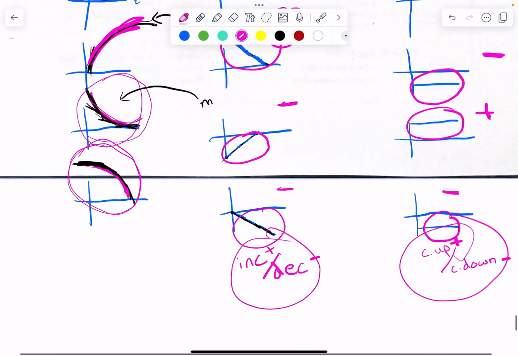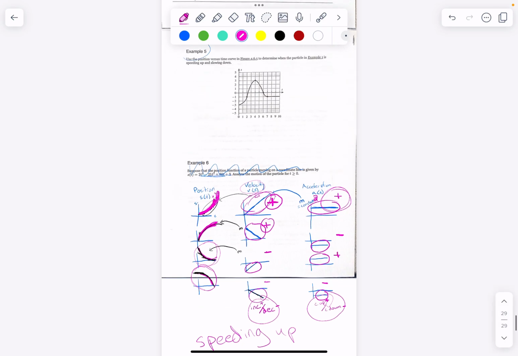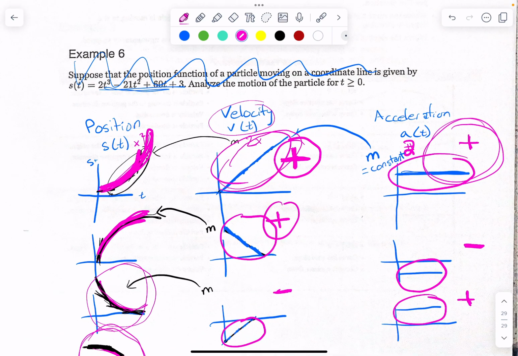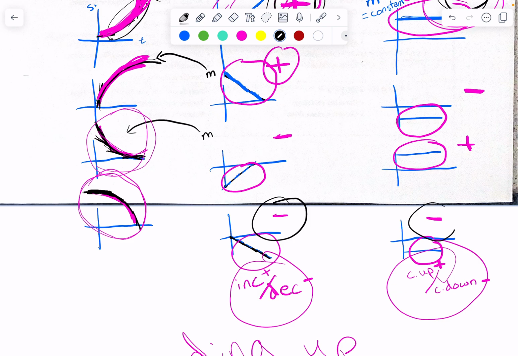Now, what does this have to do with speeding up and slowing down? So let's talk about this. Speeding up, slowing down. I am speeding up if my velocity and my acceleration have the same sign. If they're both positive, that means I'm speeding up. If they're both negative, that means I'm speeding up. We'll talk about this in a second.